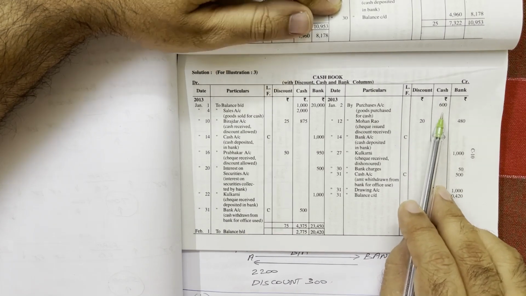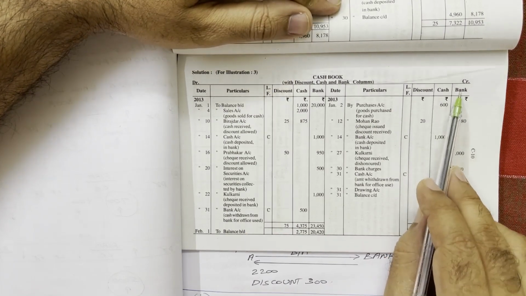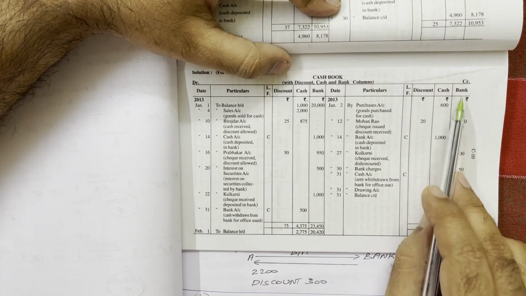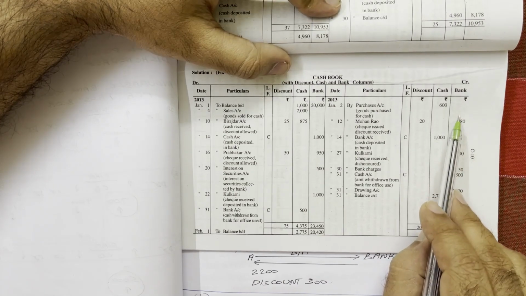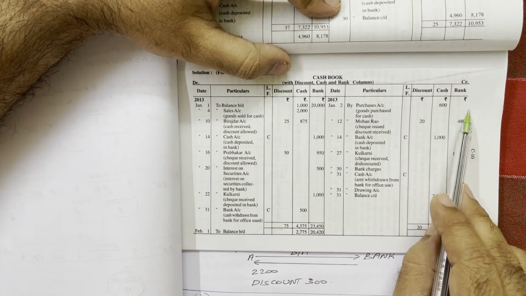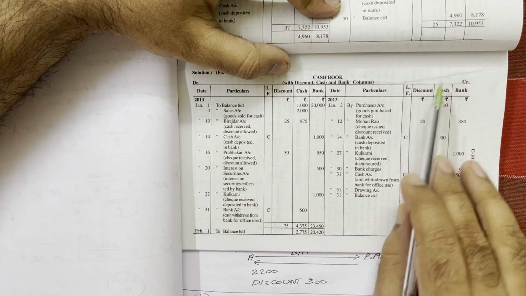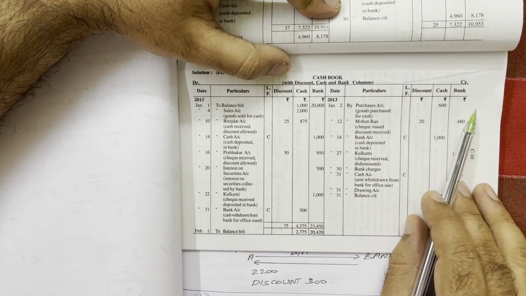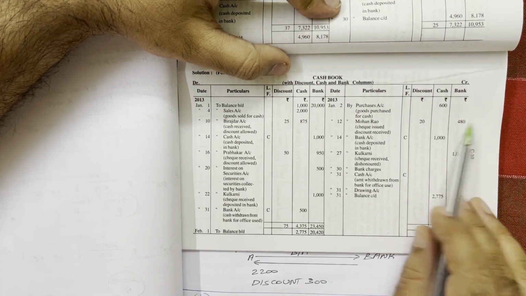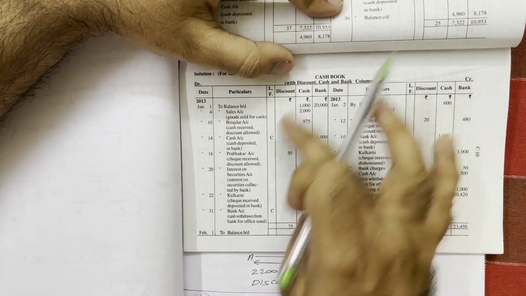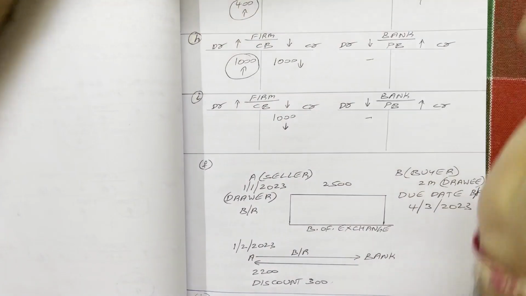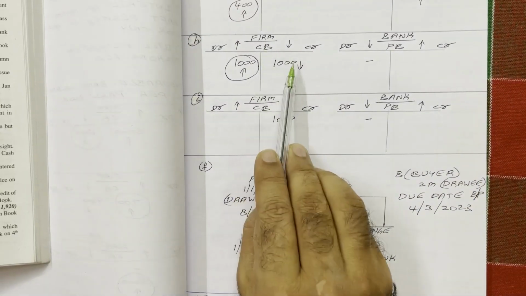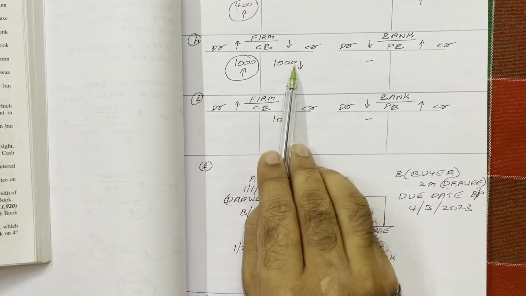But by mistake, what did they do? Credit side bank column, they have recorded that. Credit side bank column, we record only if bank balance is decreasing. Here, from the firm, cash is going. That we should record. By mistake, they have recorded that bank balance is decreasing. So, in cash book, this mistake occurred now. See, in cash book, credit side, they have recorded 1000.